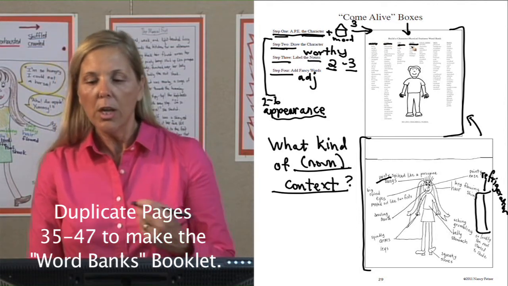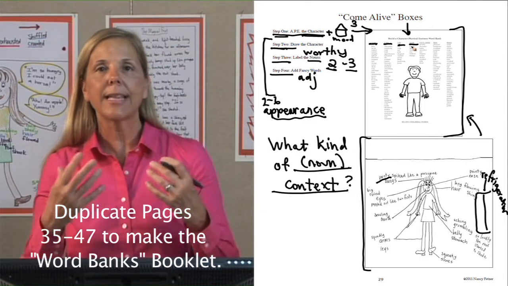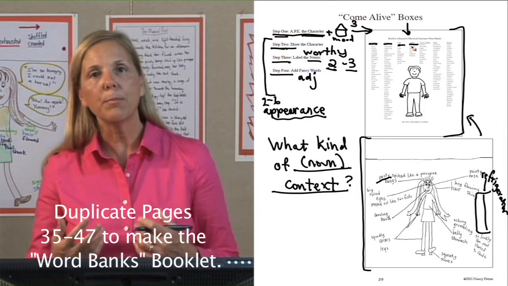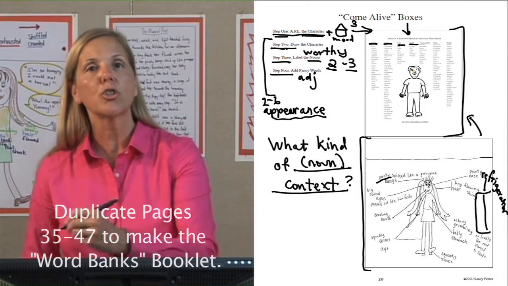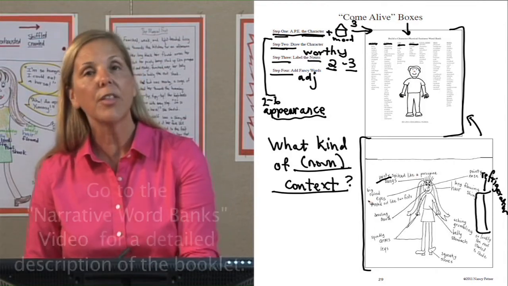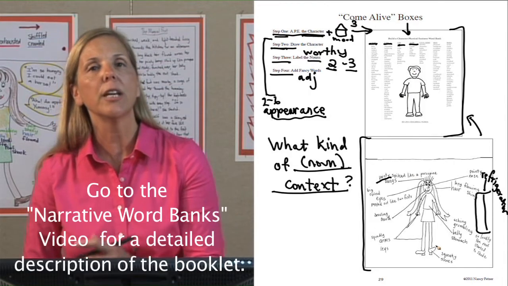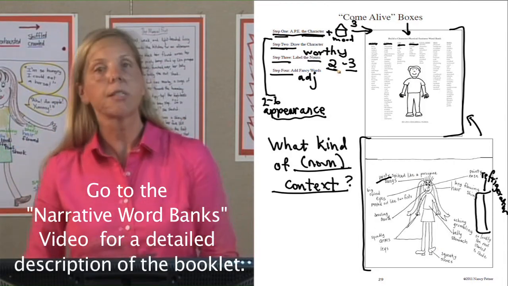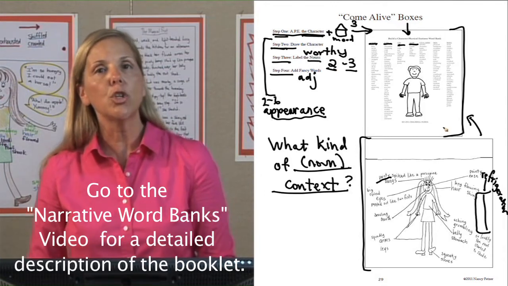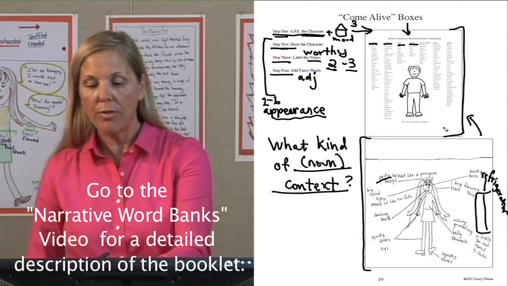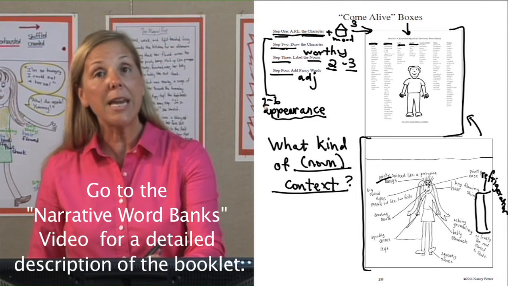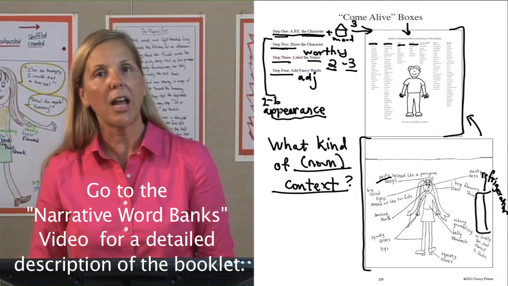Nouns. So I'll have columns that say eyes, hair, mouth, lips, and then different descriptor words to describe that part of the character's body because we're dealing with the appearance. This is a handy word bank that your students can refer to when they're describing the appearance of their character for their Come Alive box.